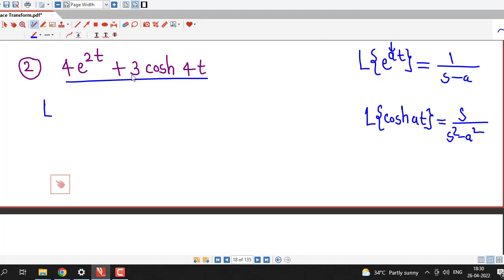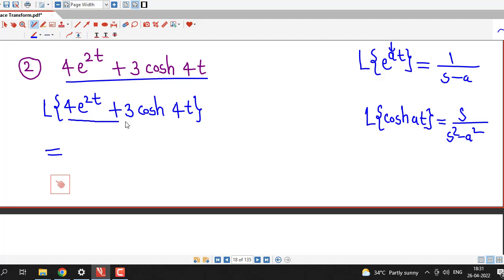And if you are going by definition, then that is going to be lengthy. So we are not going to find out Laplace transform of every function using definition. We will use the Laplace transform formulas which we have derived up to lecture number 5, and using those formulas we can find out Laplace transform of this type of linear combination of those functions.